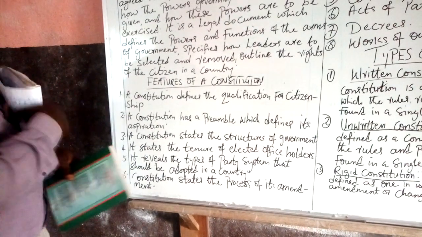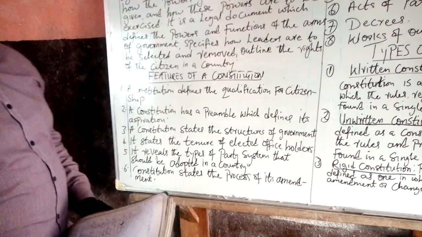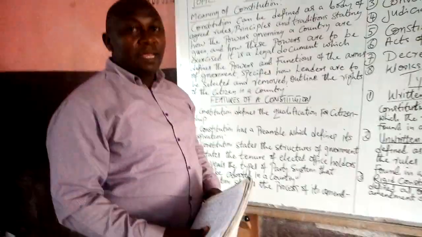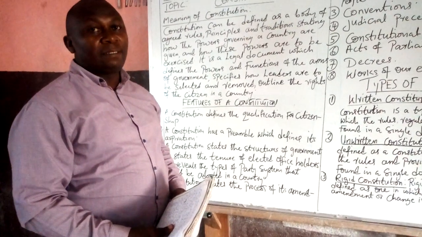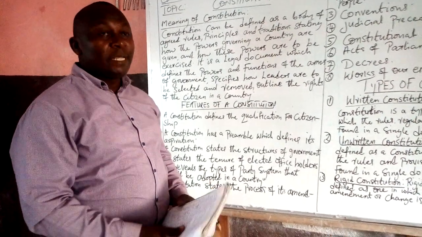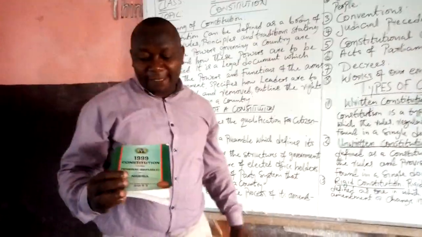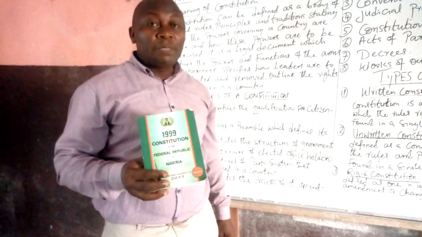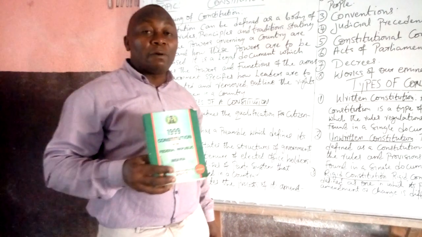Another feature of the constitution is that a constitution states the structure of government. When I mean the structure of government, what kind of government are we practicing? Is it federal? Is it unitary government? Is it confederal? In Nigeria, we are practicing a federal system of government, which means this constitution states that Nigeria, and that is the reason why it is called the 1999 Constitution of the Federal Republic of Nigeria. It means some of the things we are going to practice in this country are based on federal structure.